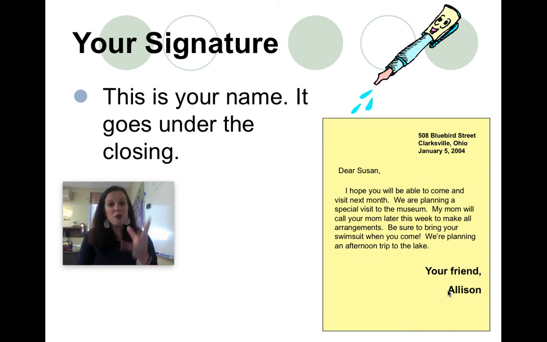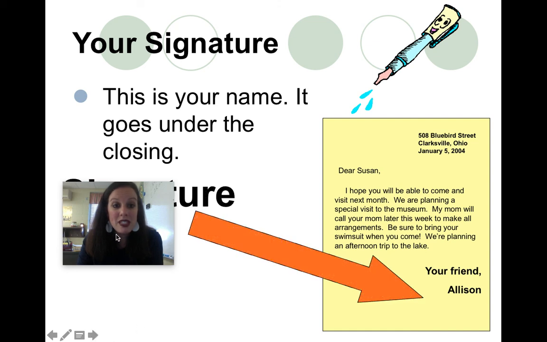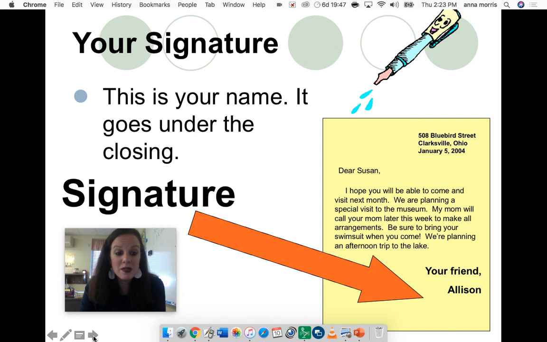This is important. When we're writing a friendly letter, we write the date all the way on the top right. Then we move to the left to write the greeting. Then we indent, which is a little short space, to write the body. And then we move to the right for the closing and the signature. Heading, greeting, body, closing, signature. There's the signature, but you would write your name, unless your name's Allison.